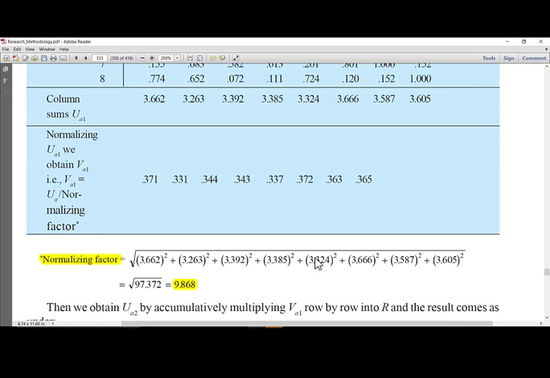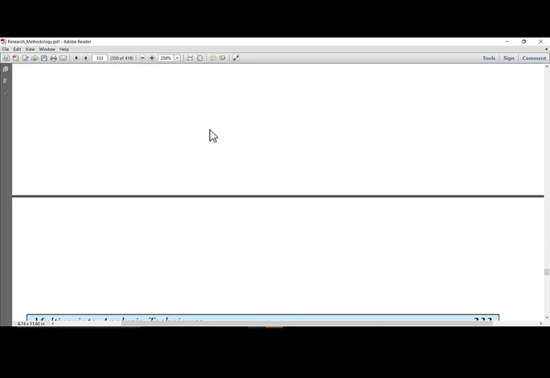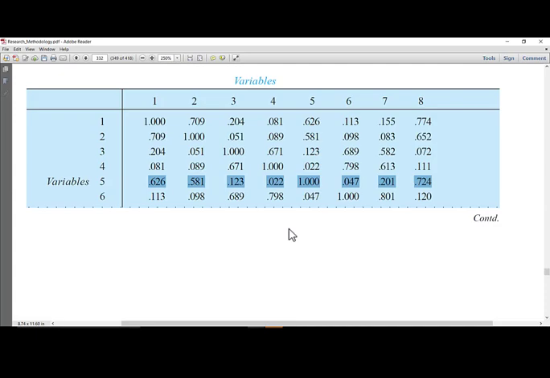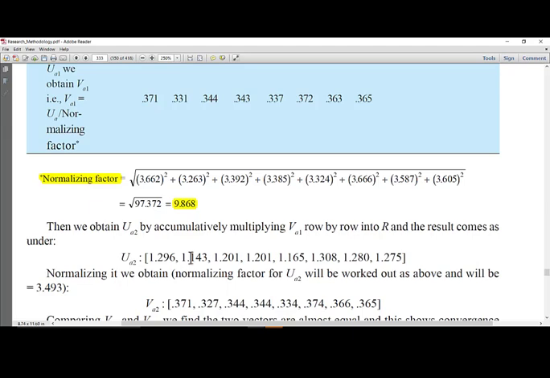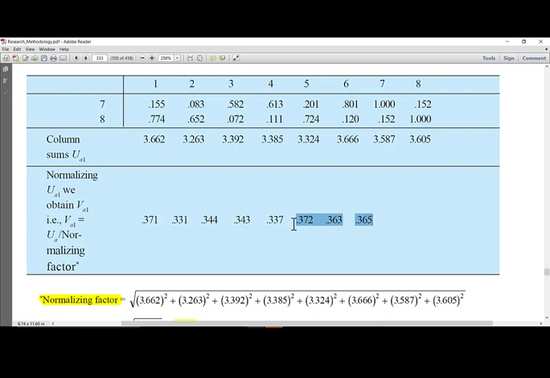This is obtained by multiplying the VA1 elements with the fifth row, and then summing up. By doing that exercise, we have got these UA2 values. For example, the last one, 1.275, is obtained by multiplying these VA1 values with the eighth row values and then summing up. So we have now got the UA2 values.